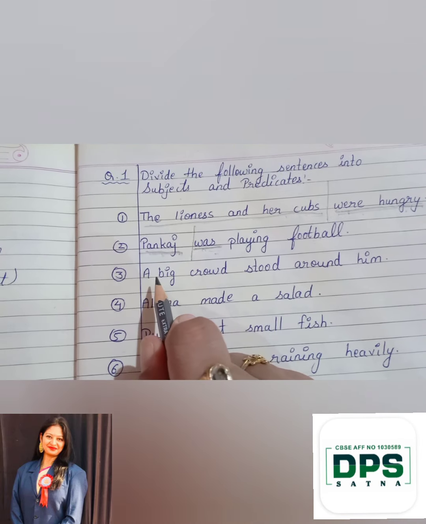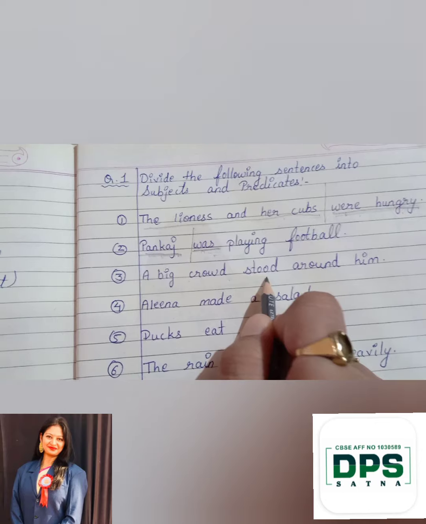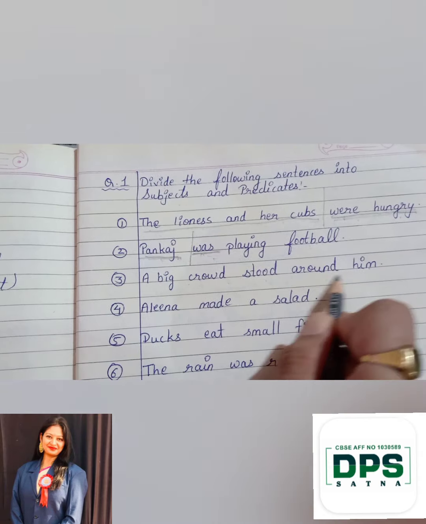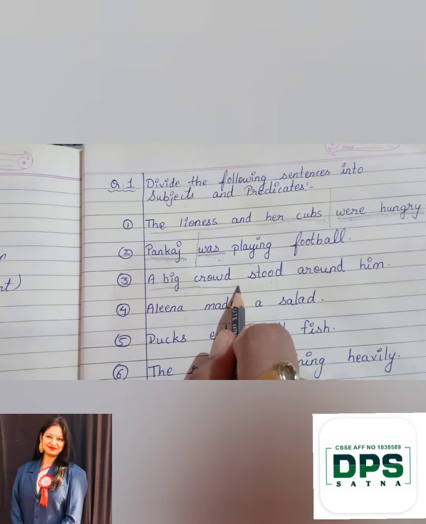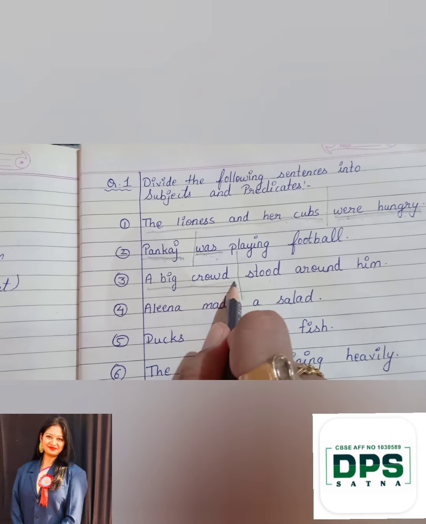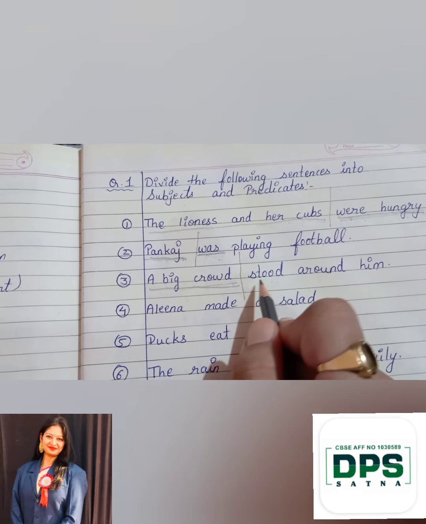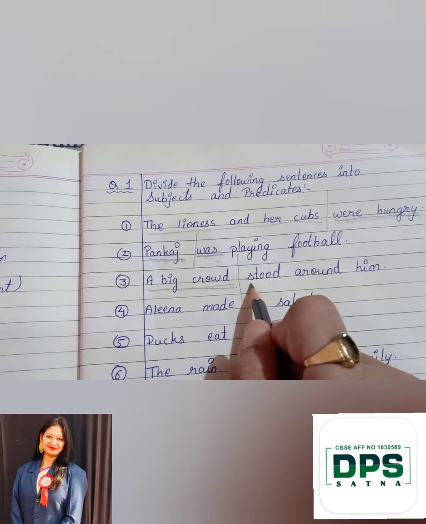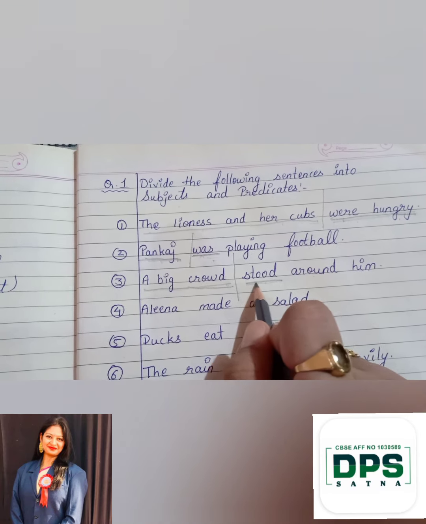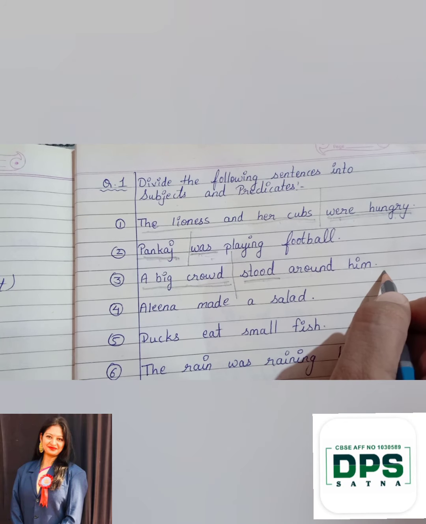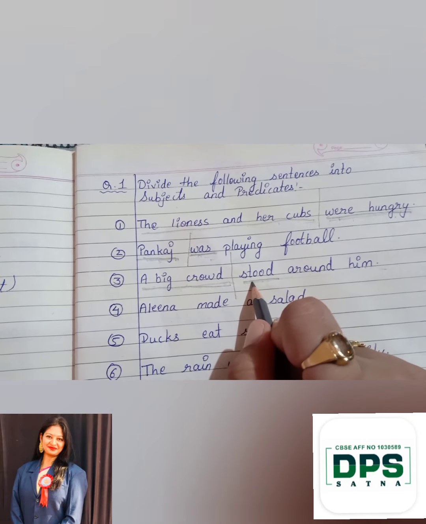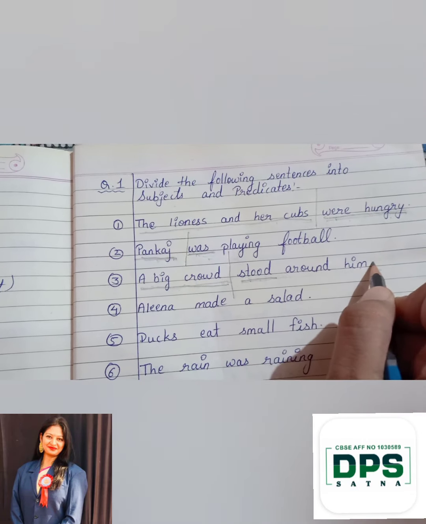Next statement is a big crowd stood around him. Now, what is the subject in this sentence? A big crowd. We are talking about a big crowd. So, a big crowd is your subject. Stood around him. Stood is your verb. So, your predicate starts from stood. So, the rest part is predicate. Subject is a big crowd and your predicate is stood around him.